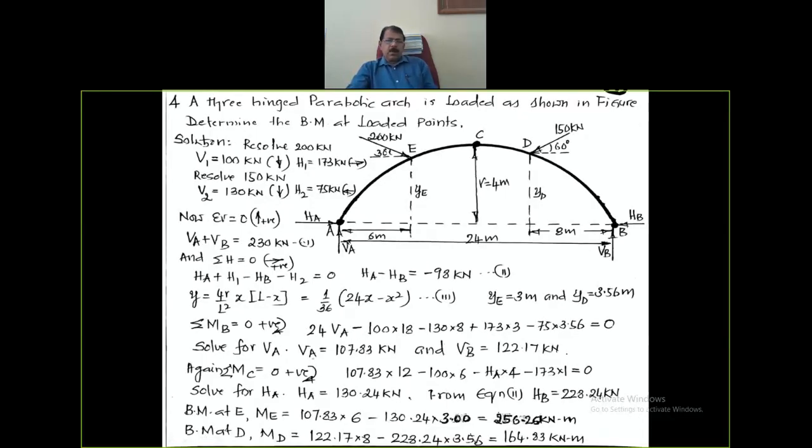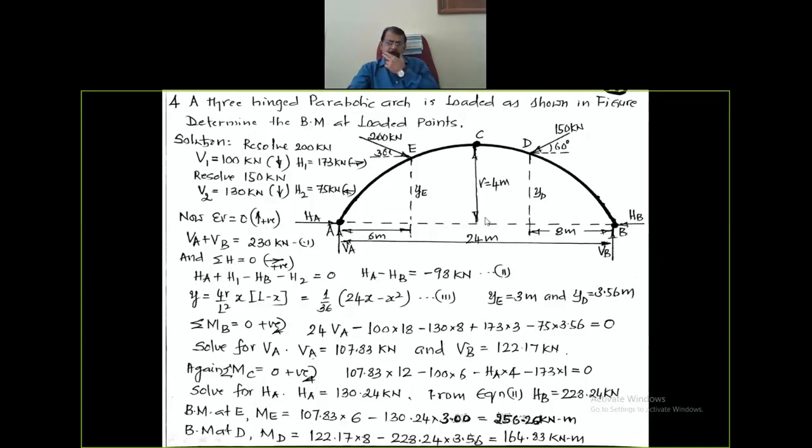Well, let us discuss one more problem on the three-hinged parabolic arch. The problem is: a three-hinged parabolic arch is loaded as shown in the figure. Determine the bending moment at the loaded points.